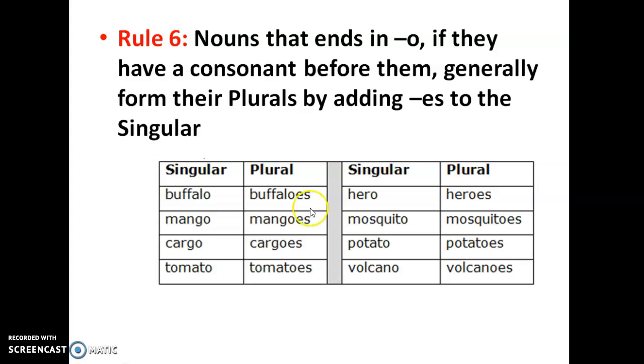Okay, so hero, H-E-R-O, hero. It's ending with O and before O one consonant is there. So you will write the plural as heroes, H-E-R-O-E-S. Okay, so these are the examples for words ending with O where a consonant comes before the O.